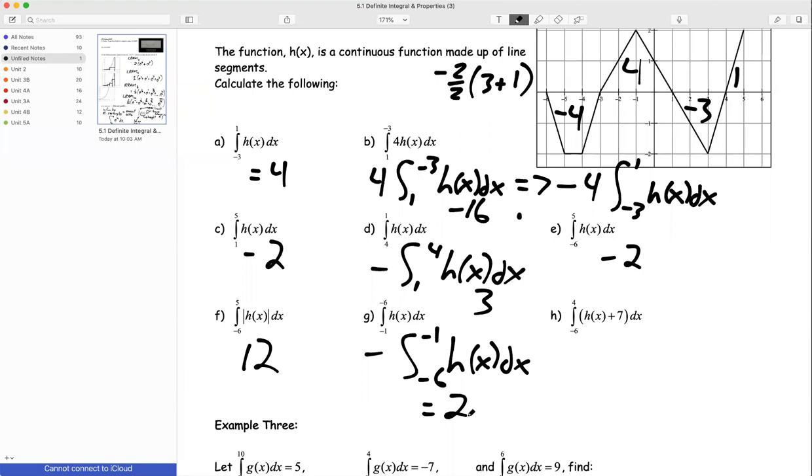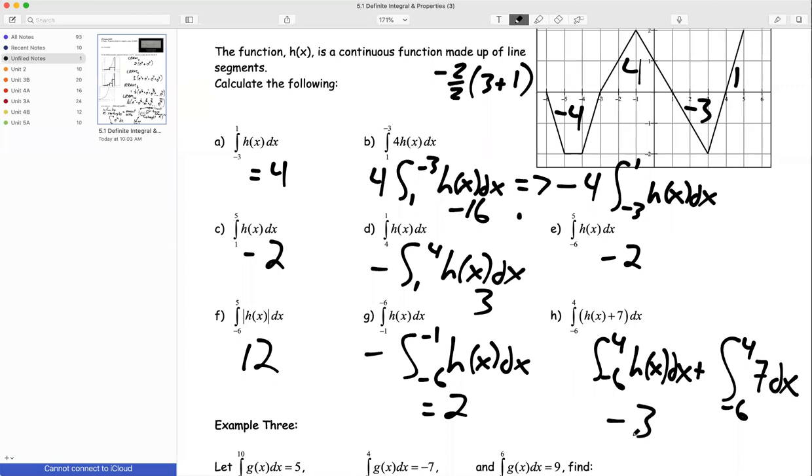So here we go. Let me split it up. I'm going to write this as the integral from -6 to 4 of h of x dx plus the integral from -6 to 4 of 7 dx. Can I do that? That's one of my rules, right? What's the value of this from -6 to 4? The -4 and the +4 are going to cancel, making this -3 plus this right here. Okay. What's the value of this?